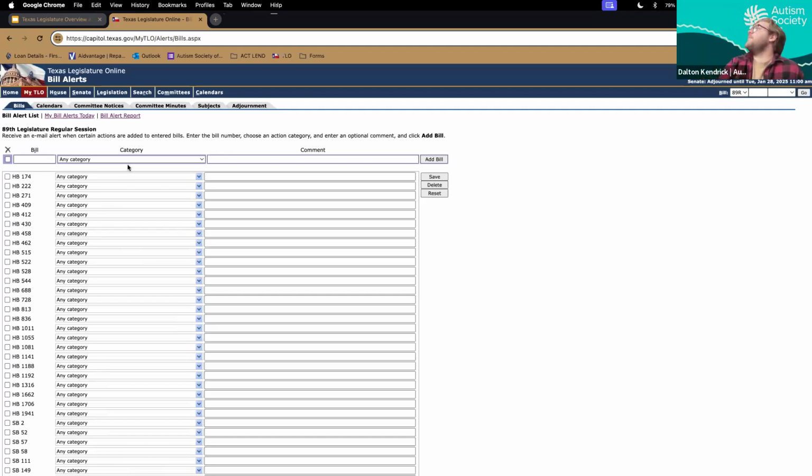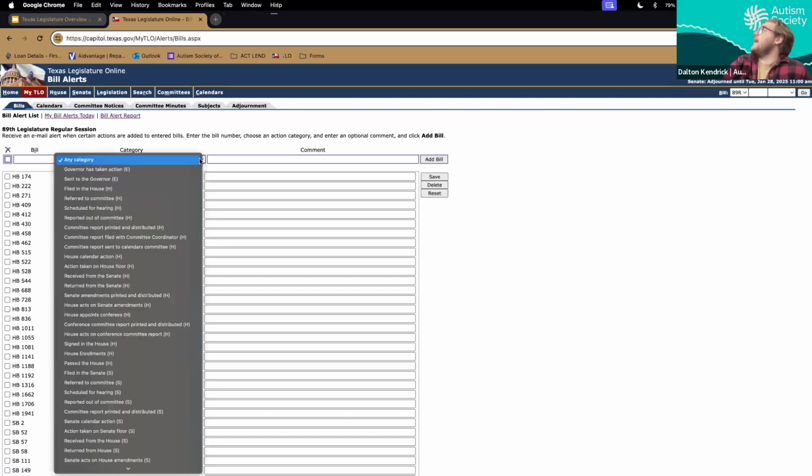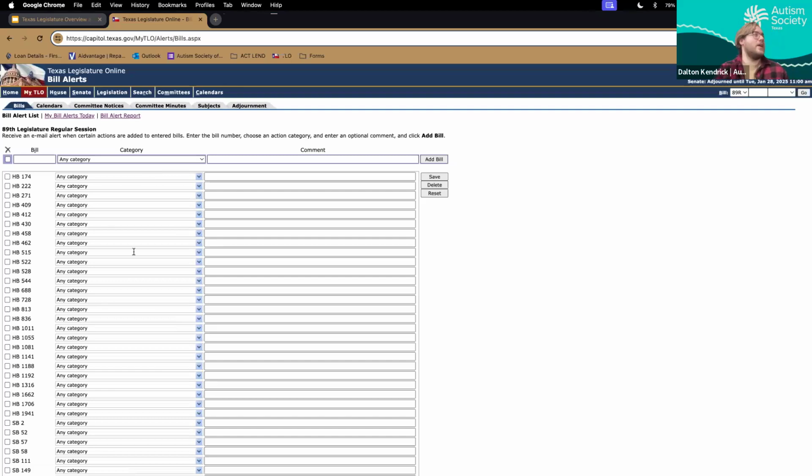It's really great. Or if you just want to know, hey, this is filed in the House, I just want to know when it goes to the Senate. So you can go in here and click on return from the Senate or whatever, and you can click specific categories that you want to know. That's a lot of emails.